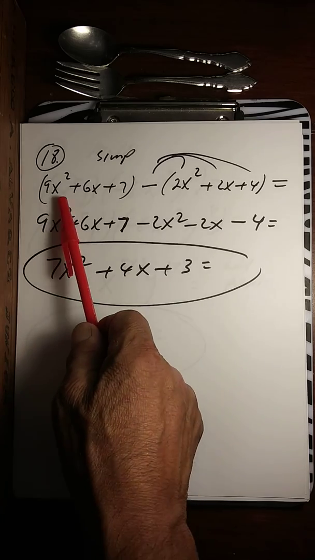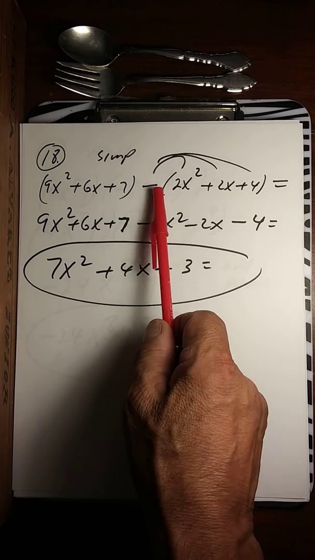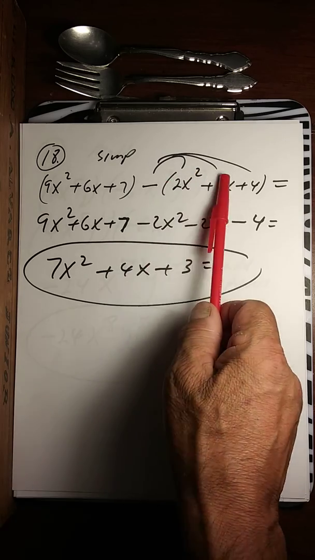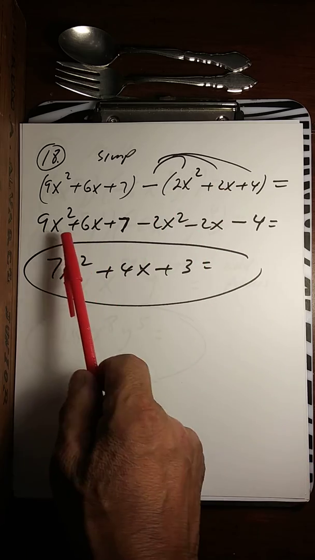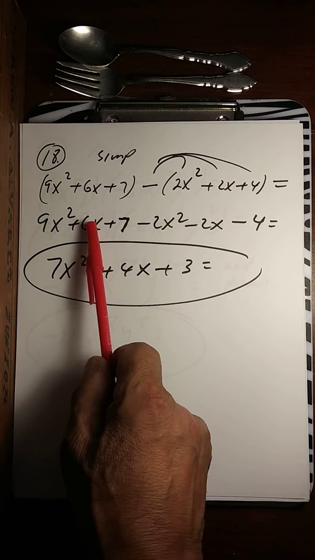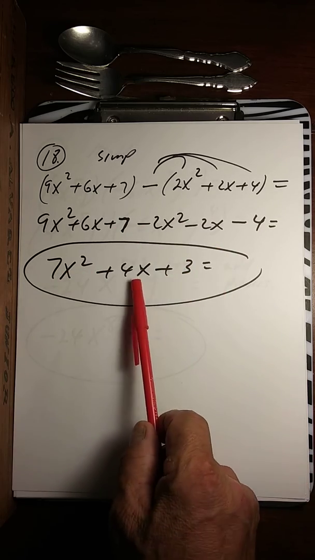Now this one, 9x squared plus 6x plus 8 minus all this. Copy this, change the sign. Negative of positive is negative, negative of positive is negative, negative of positive is negative. So all these signs are different. So now 9x squared minus that, 7x squared, 6x and that is 4x, and 7 and that is going to be, so 7x squared plus 4x plus 3.